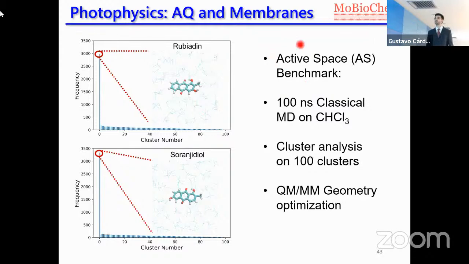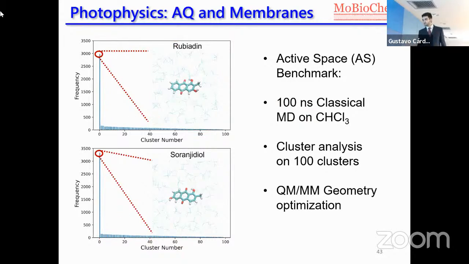Now, these systems are huge, so we cannot consider the entire active space there. So we had to do a benchmark and confront with the experiment. How did we do so? Well, I got to point out that the experiments available are the absorption spectra for biotin and psoralen derivatives in the presence of chloroform. So for this reason, we carried out a classical molecular dynamics simulation on that solvent for each one of these molecules.